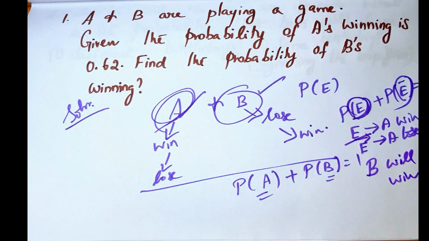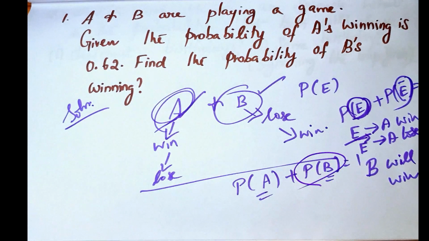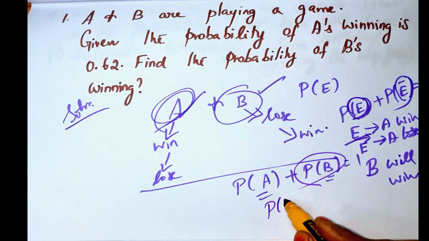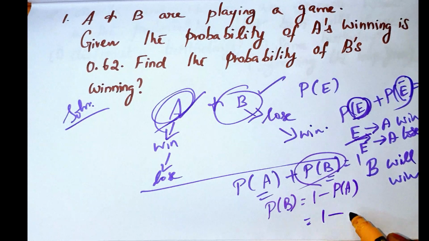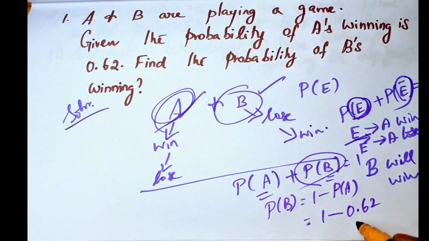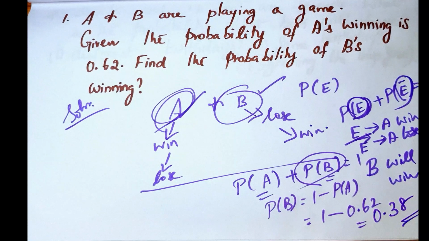Am I right? So A wins, and E bar is its complement. So A loses, and automatically if A loses, B wins. So that's all. Easier we can calculate this from this equation. What's the one probability given? So P of A plus P of B equal to 1. I have taken B as B's winning. So P of B is equal to 1 minus P of A, which is 1 minus 0.62. The answer we are getting is 0.38. Is it clear?